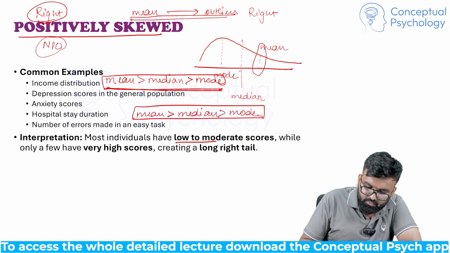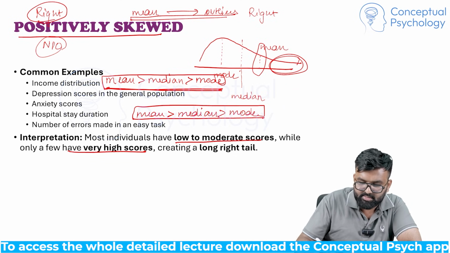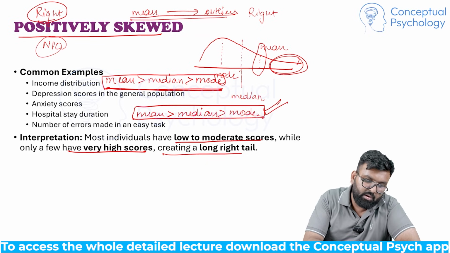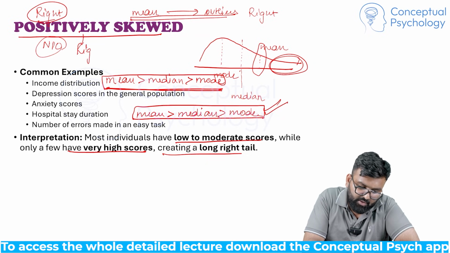Most individuals have low to moderate scores while only a few have very high scores. Here we can see, creating a long right tail. This we have to remember. Positively skewed means right skewed, we have to remember.